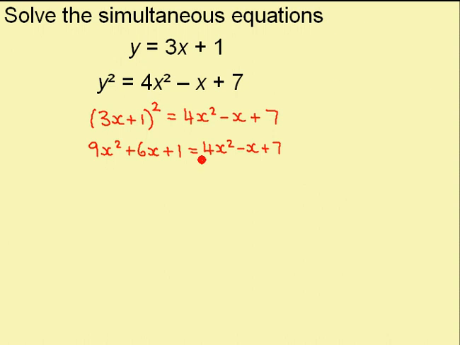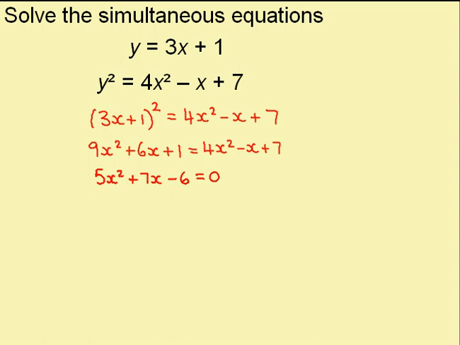Now from this stage, I need to create a quadratic that's equal to 0, because then I can solve it. So I'm going to rearrange this. So I get 5x squared by taking the 4x squared away from both sides, plus 7x by adding x to both sides, minus 6 by subtracting 7 from both sides, and that's now equal to 0.